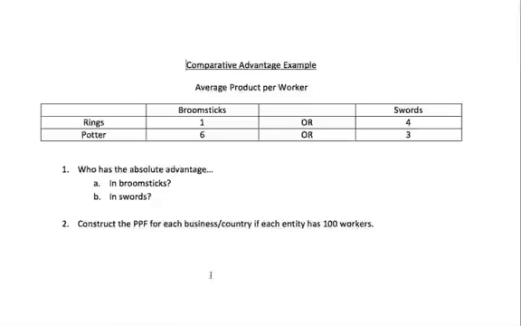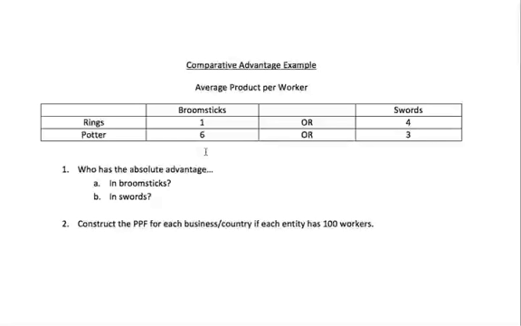Today we're looking at an example of specialization in trade. One way to specialize is to specialize according to who has the comparative advantage. So let's consider the example where we have two businesses or countries. We'll call one Rings and the other Potter.